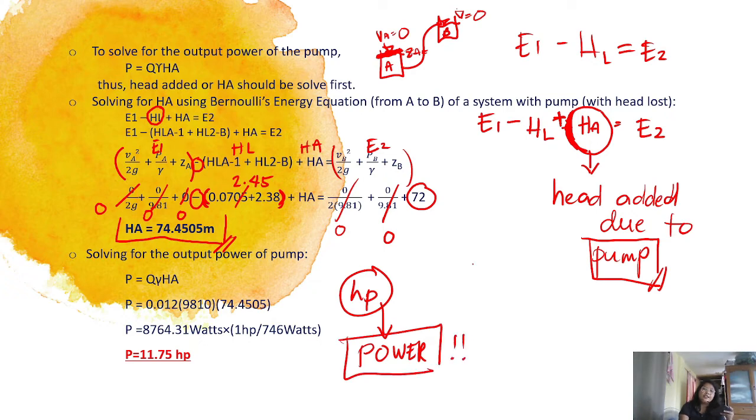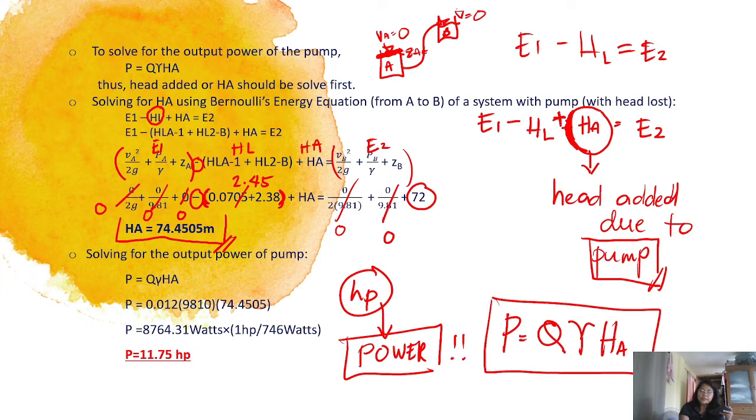Okay? So, to get that, you should multiply the flow multiplied by unit weight multiplied by the head. The head added. Ayan. Okay, so since given man yung atin kanina na unit weight na 9810 kilonewton per cubic meter, tapos yung discharge natin is m³ per second multiplied by ito na ngang 74.4505, so that is meter.